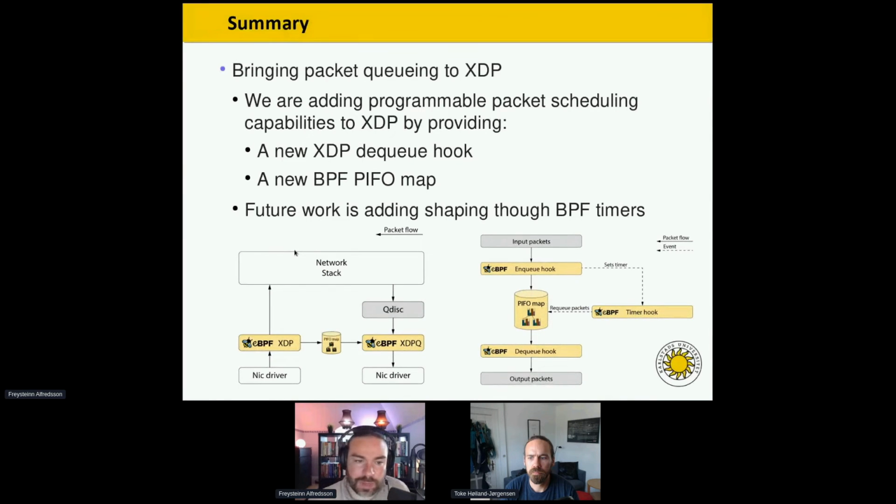Now, in summary of the work that we're doing, we want to add package queuing and programmable scheduling to XDP. We've done that by adding a new PIFO data map to the BPF map, and by adding a dequeue hook to the XDP framework. And in the future, we want to add shaping capabilities. At this point, we have these particular functions, but we are not at the stage yet to have performance benchmarks, which we hope to be able to do soon.